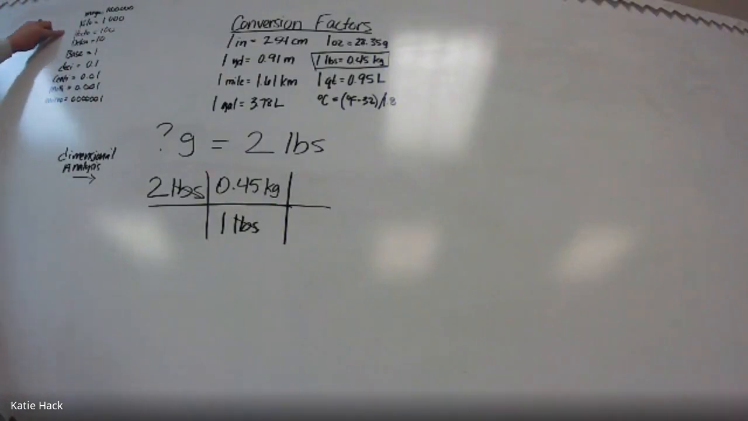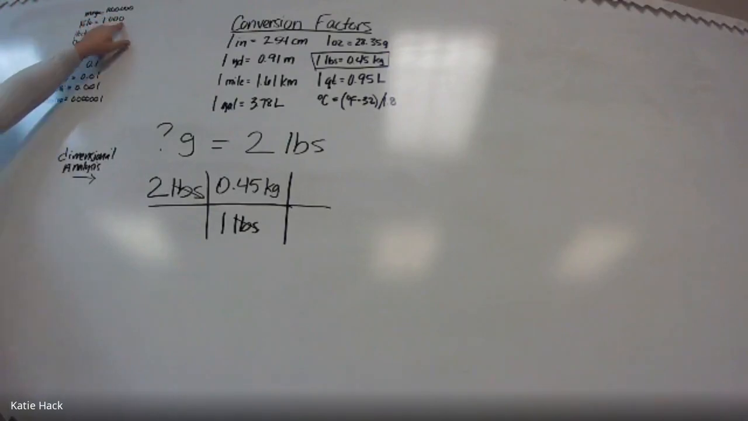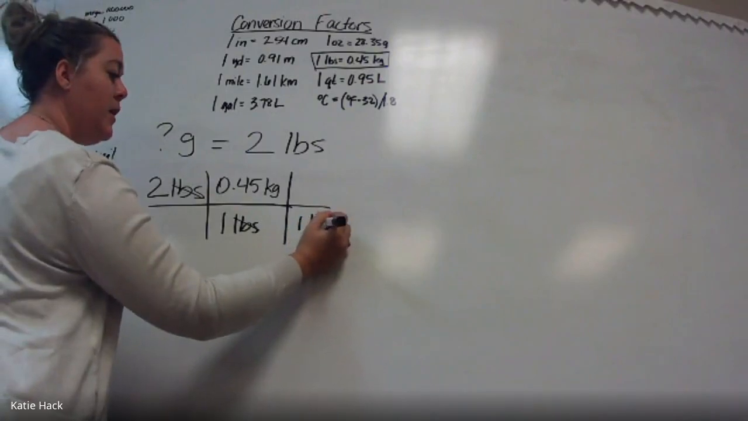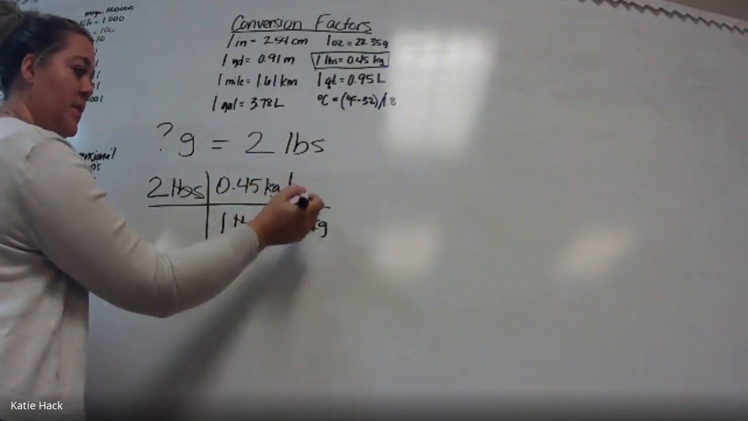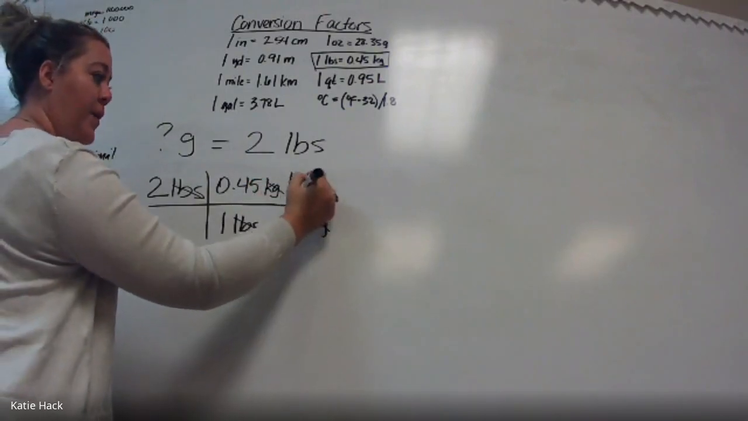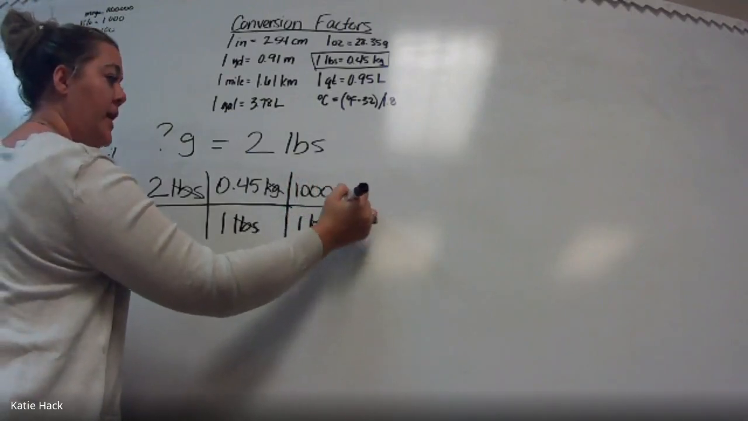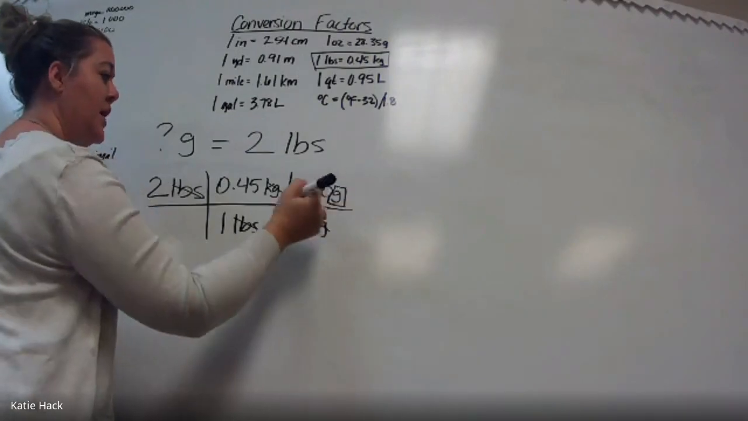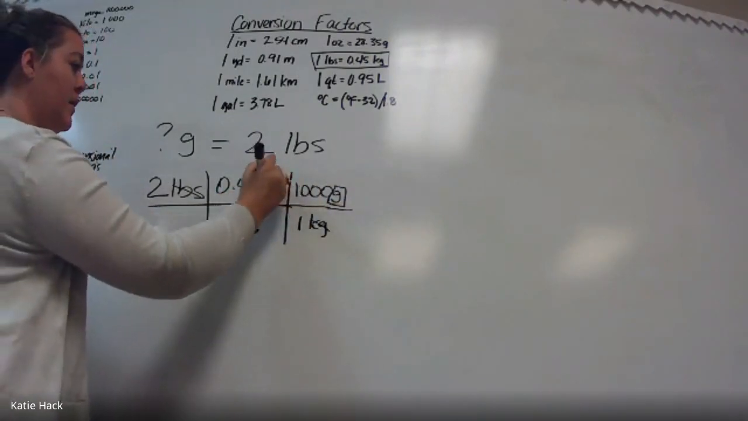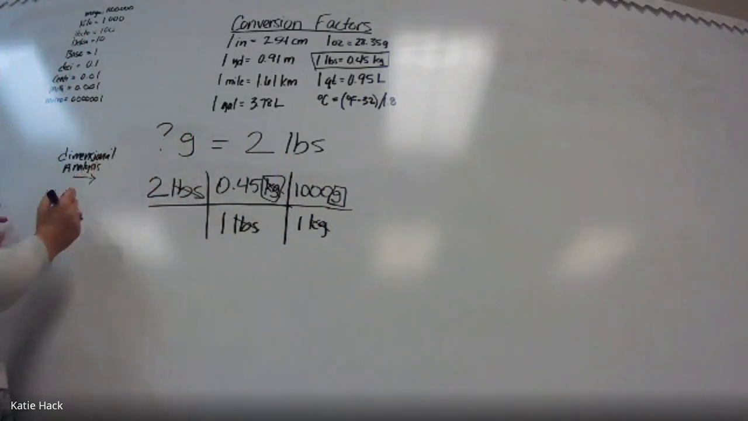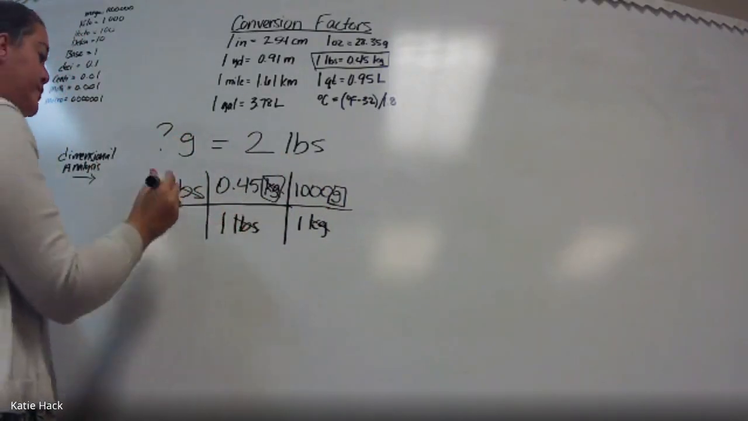So now we're going to look up here. For 1 kilogram is 1,000 grams. Okay? So I'm going to put my 1 kilogram here on the bottom because I want to cancel out kilogram. And I'm putting 1,000 grams on the top. All right, now I'm left in grams. Is that where I want to be? Grams is, yes, where we want to be. So now we're going to stop.